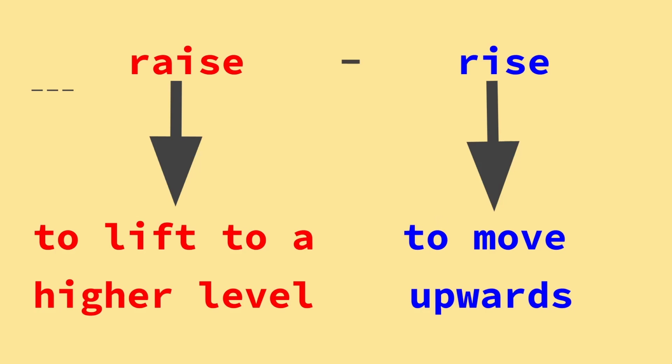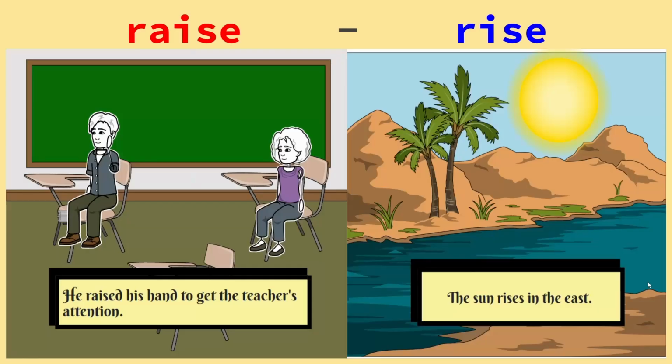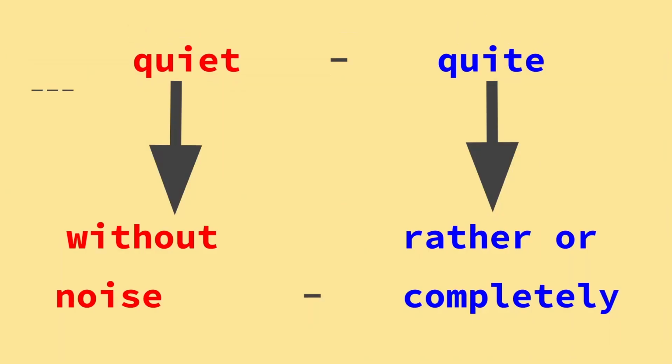Rise is an irregular intransitive verb. It means to move upwards or to increase. See the examples. He raised his hand to get the teacher's attention. The sun rises in the east.